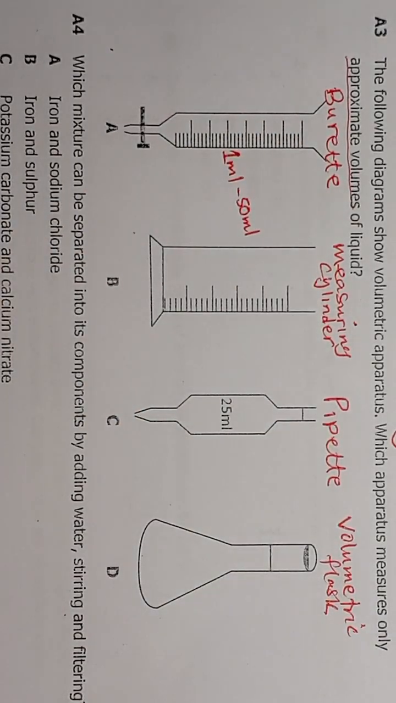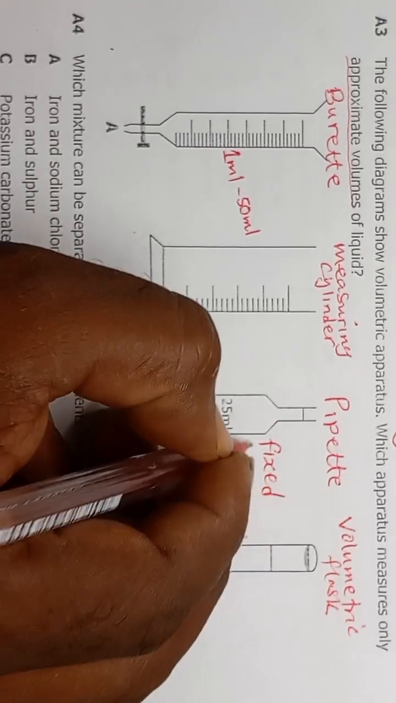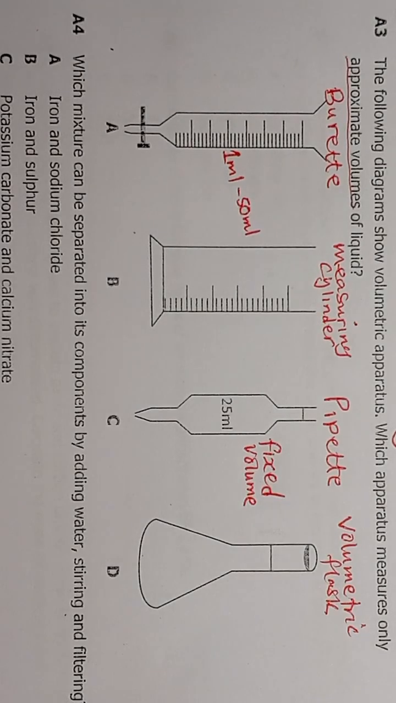So now look at option C, which is a pipette. A pipette is an apparatus that is used to measure a fixed volume of liquids. It only measures 25 mL of liquid. It cannot measure 23, it cannot measure 22, it cannot measure 28. It only measures the fixed volume of liquids, which is 25 mL.